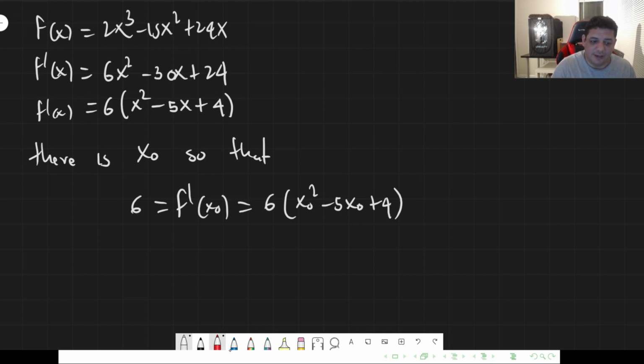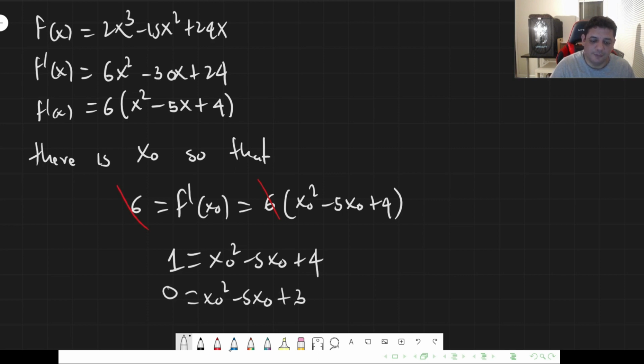So now I get to cancel 6 because it's on both sides. And so I get 1 should be equal to x0 squared minus 5x0 plus 4. And so if I move this to the other side, I'm going to get a quadratic equation that I can solve. Okay? And so at this point, I cannot have an easy factorization here, because there's nothing that multiplies to give me 3 and sums to give me minus 5. So this is something that I can solve by the quadratic formula.